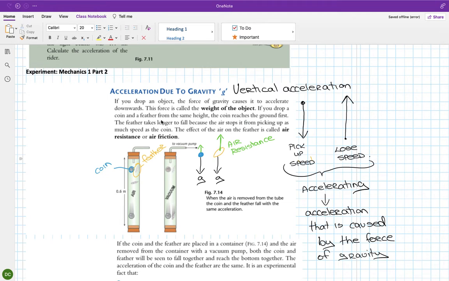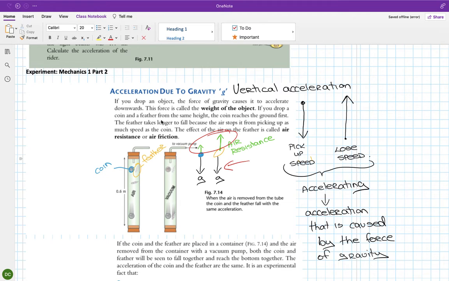The upward force acting on them is air resistance, and the coin is much more aerodynamic, so the coin can cut through the air much better than the feather can. The shape of the feather, the mass of the feather, makes it perfect to be picked up by the air and sort of floated down. So to see the true effects of gravity, you need to drop the coin and the feather in a situation where there is no air. Because if you can take the air out of it, then you'll be able to see the fact that the gravitational pull on both of them is identical.